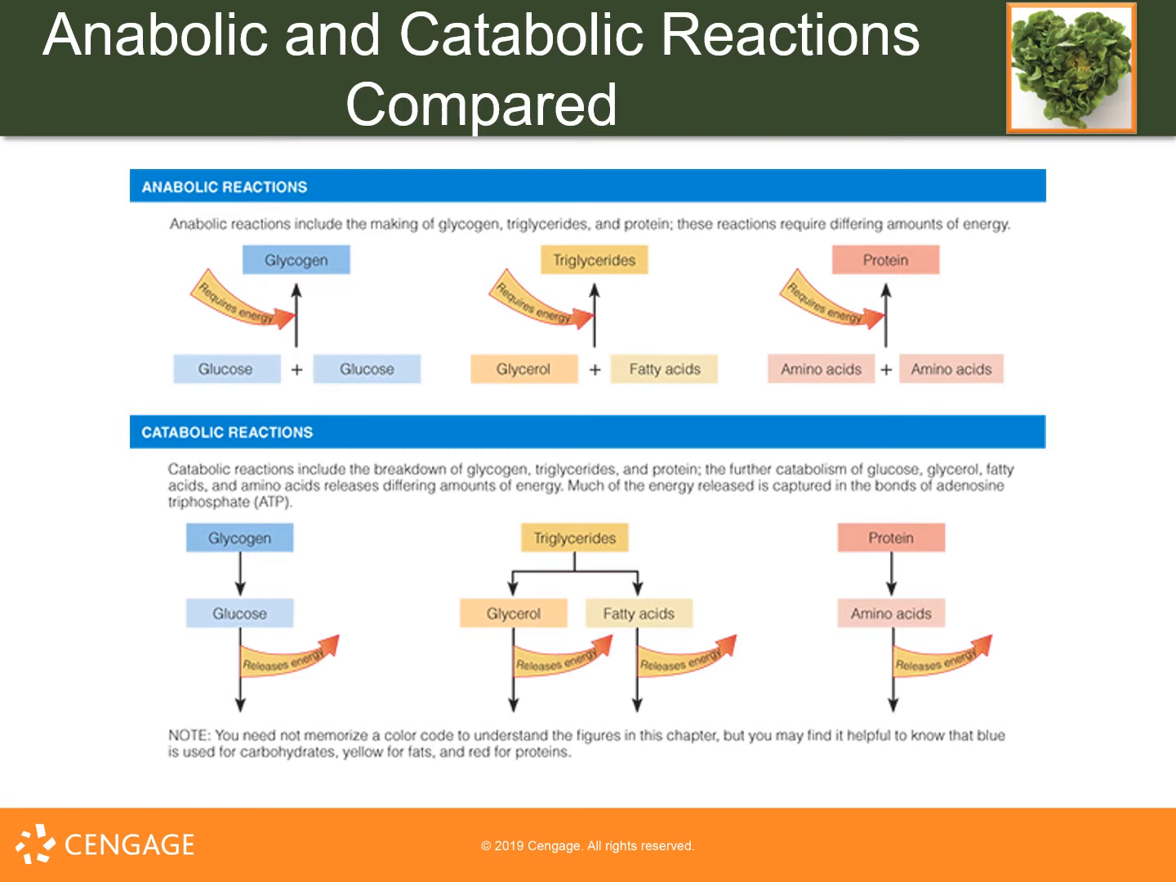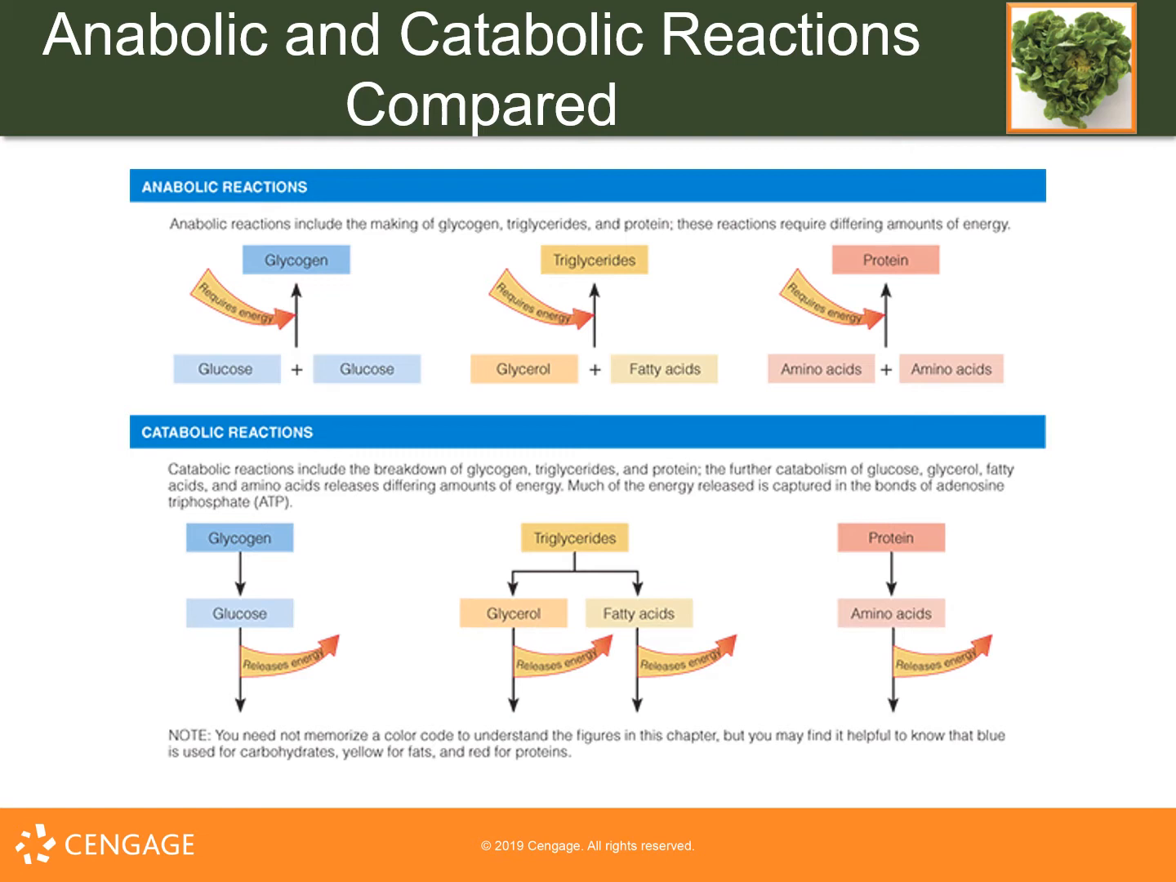Anabolic and catabolic reactions compared. Anabolic is buildup and catabolic is to break down. Anabolic reactions require energy and put things together. Smaller molecules come together to form larger molecules.